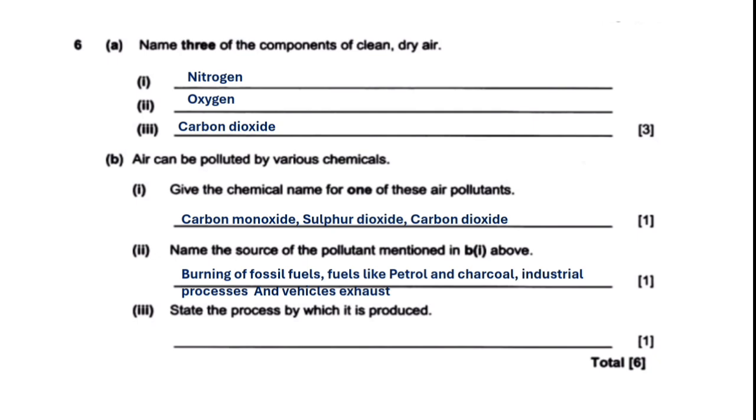Alright, state the process by which they are produced. What is the process by which these substances are produced? I have already said the process: burning, also known as combustion. They can be produced by complete combustion or incomplete combustion. So it is combustion. The other name of combustion is burning. Right, let us move on to the next one.